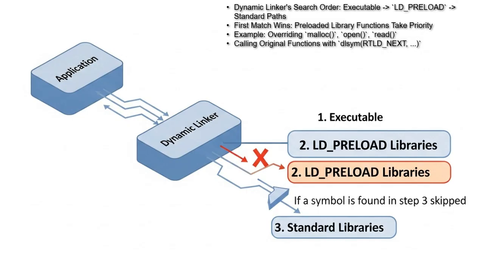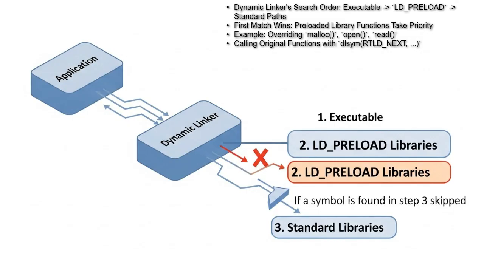While LD_PRELOAD offers immense power for legitimate uses, this power comes with significant security risks that demand our attention as system architects. Because it allows an attacker to inject arbitrary code into almost any program that dynamically links to libraries, LD_PRELOAD becomes a potent vector for exploitation. Imagine a scenario where an attacker manages to set the LD_PRELOAD environment variable for a privileged process, such as a SUID binary. They could inject a malicious shared library that overrides critical system calls like execve to elevate privileges, or open and read to exfiltrate sensitive data.